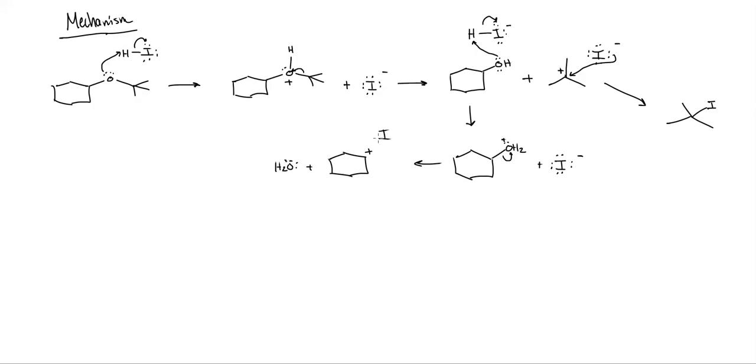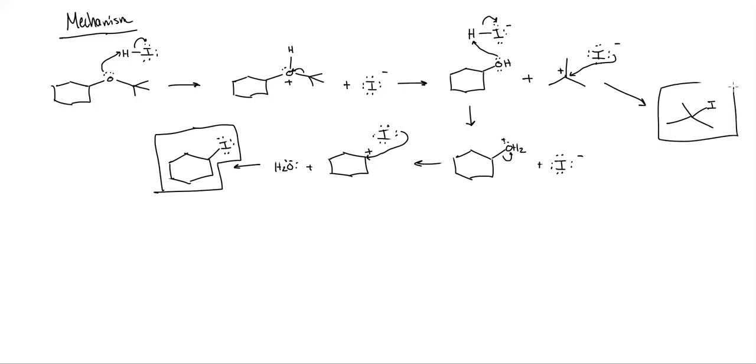So now, as a final step, the I minus that we just made is going to come in and attack there. And then I make my alkyl halide. So this is one product. This is my other product, okay?